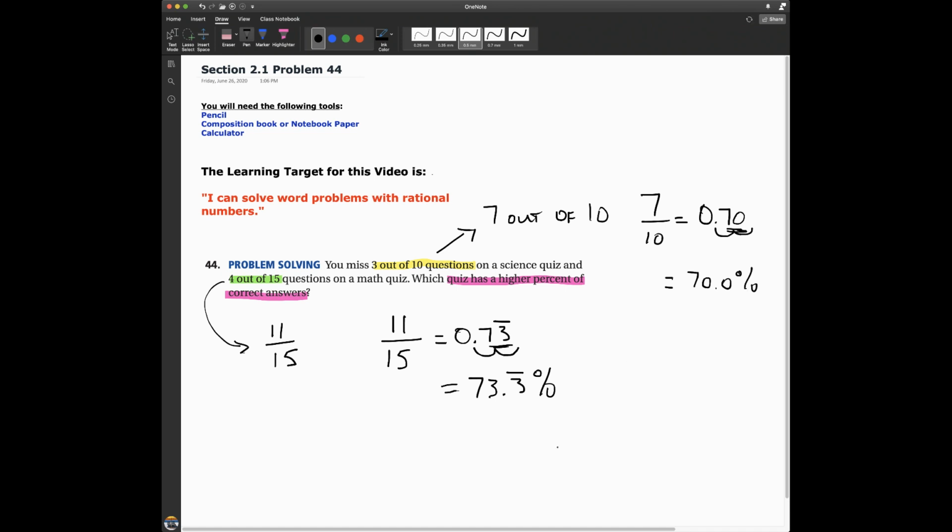Which quiz has the higher percent of correct answers? It's pretty easy to see. That is the math quiz. So you did really good on your math quiz. I'm proud of you. That's amazing.